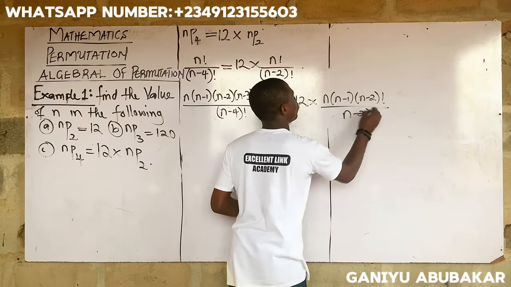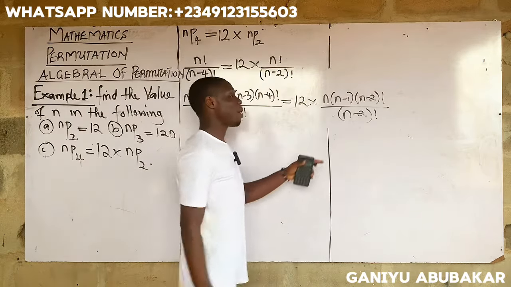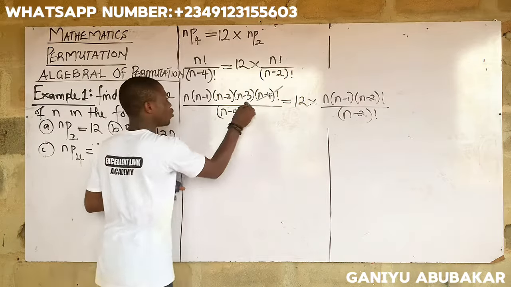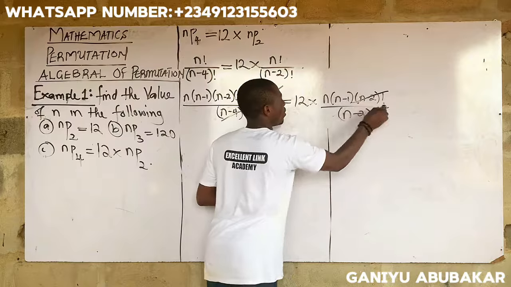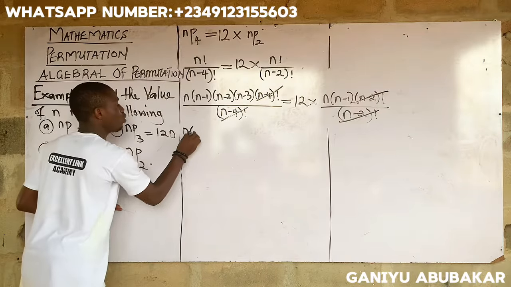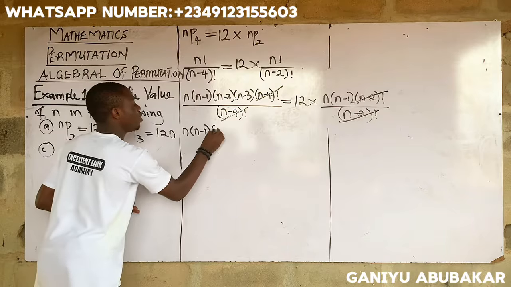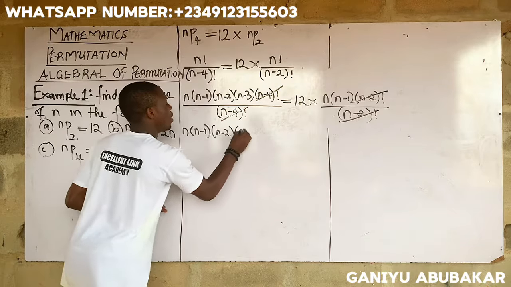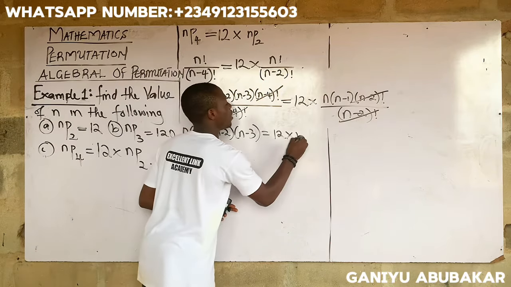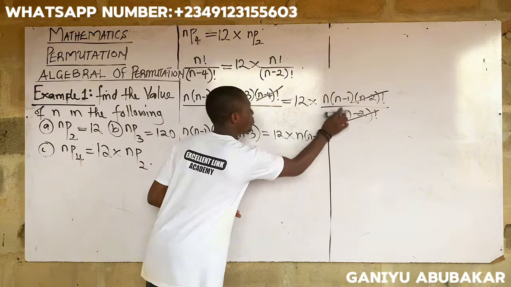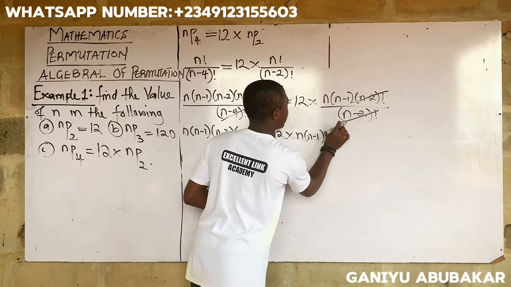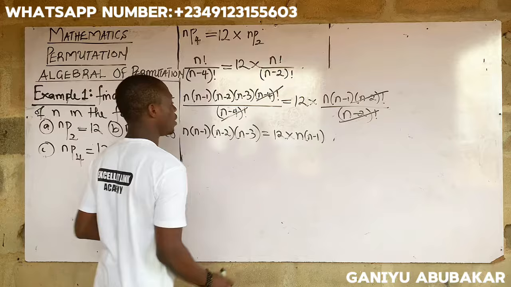N minus 2 factorial. But now you should understand why I'm stopping at this point. Why I stop at this point? So that they can cancel out. What am I left with? I'm having n into n minus 1, n minus 2, n minus 3 equal to what there? 12 times n into, sorry, n minus 1. That's all. So I have this left.